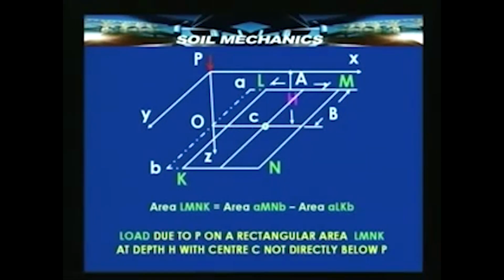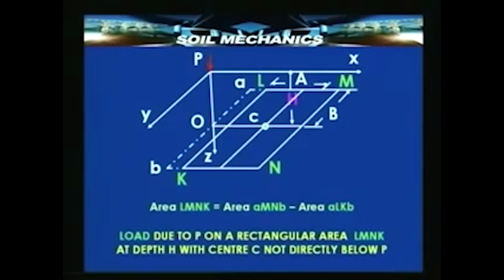Now, here in this diagram we have taken C on a line parallel to the x axis, but in general it need not necessarily be on a line parallel to the x axis. The rectangle could be even rotated. We nevertheless have to divide this into equivalent rectangular areas, and by using appropriate geometrical addition and subtraction, we should be able to get the total load on any desired area.